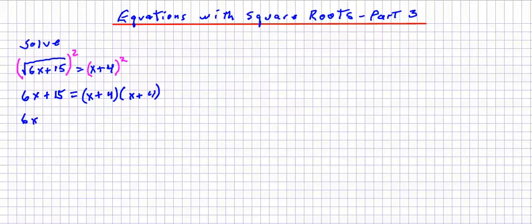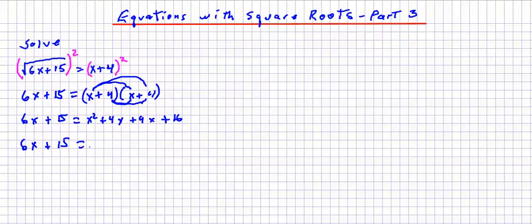or 6x plus 15 equals x times x, x squared, plus 4x, plus 4x, and lastly, plus 16. Or 6x plus 15 equals x squared plus 8x plus 16. It's important to remember to FOIL. The biggest mistake that people have is they don't FOIL here.